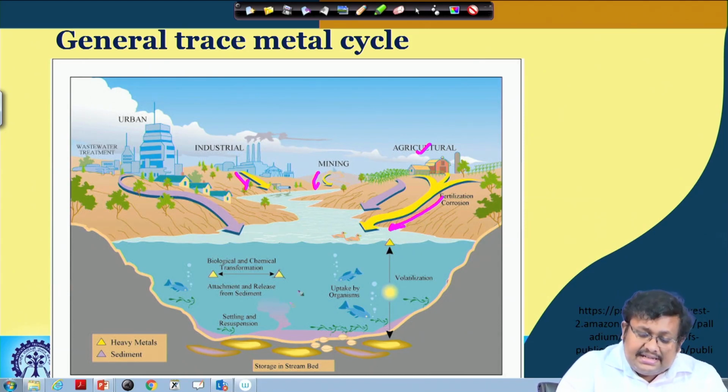Okay. So, when it reaches the water body, biological and chemical transformation occurs in the heavy metals, and these sediments also get settled, or further go to resuspension, and these elements are ultimately stored in the stream bed, as you can see here. Sometimes these elements which are stored in the stream bed get volatilized. Okay. So, this is how these trace metals basically move in the soil water continuum.